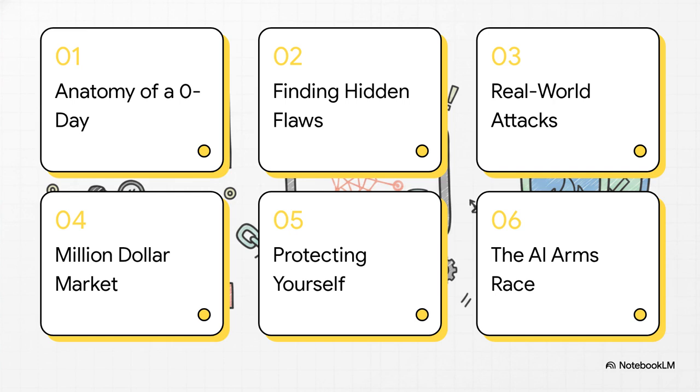Here's our roadmap for this explainer. First, the anatomy of a zero-day. Then, how hackers find these invisible flaws, followed by real-world attacks. We'll uncover the million-dollar underground market, show you how to protect your digital life, and finally, look at how AI is completely rewriting the rules of the game.